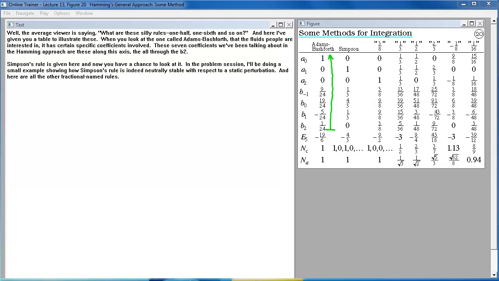Simpson's rule is given here. Now you have a chance to look at it, and in the problem session I'll be doing a small example and showing how Simpson's rule is indeed neutrally stable with respect to a static perturbation. And then here are all the other fractional named rules.